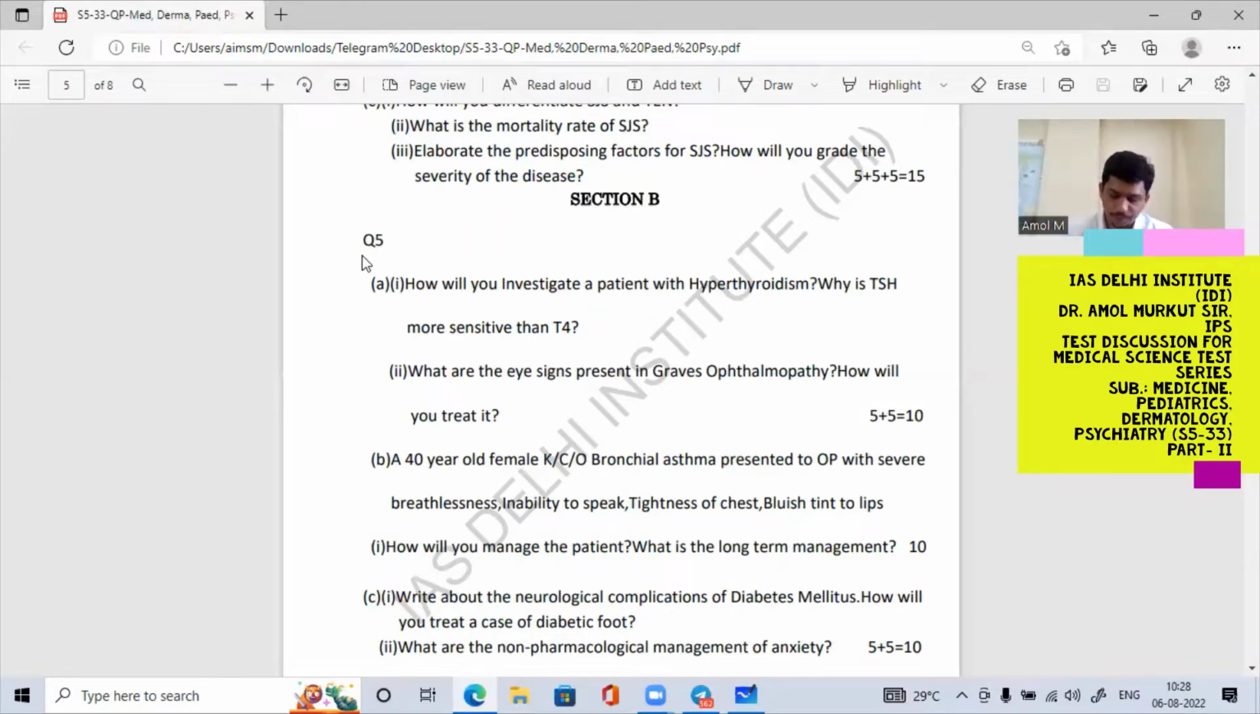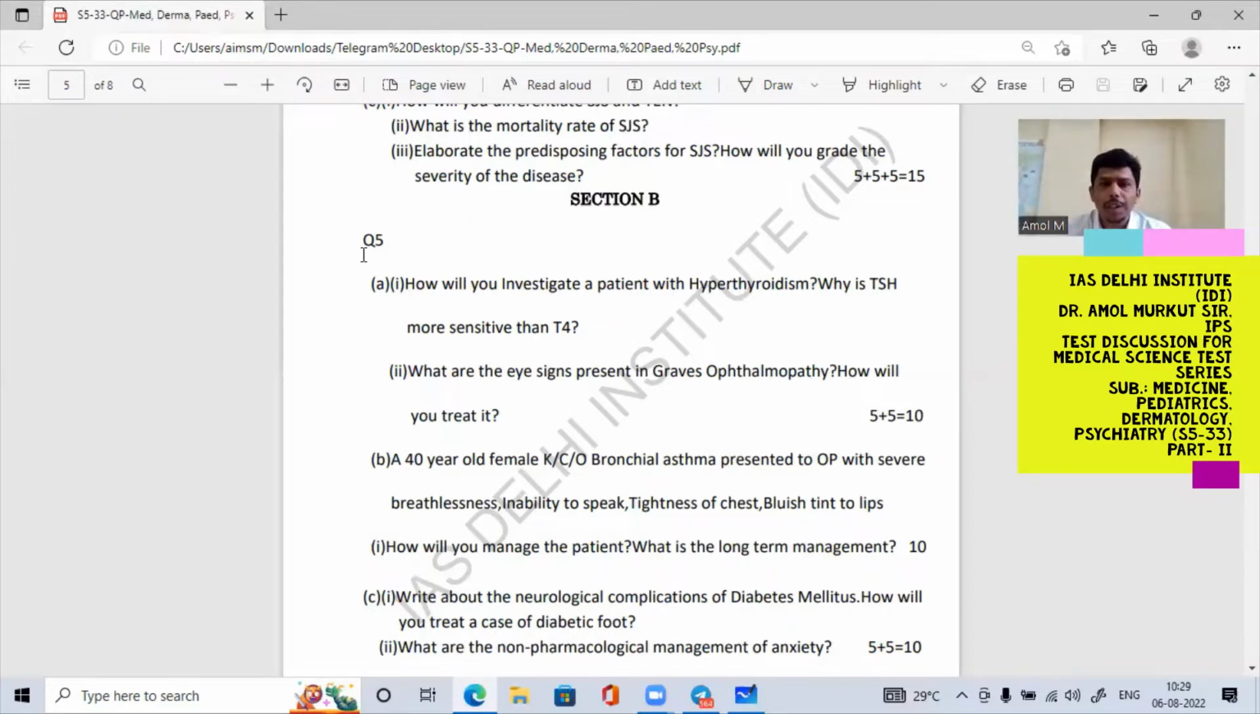Okay. So next question. What are the eye signs present in Graves' ophthalmopathy? How will you treat it? So what are the eye signs? Few people have written about the pathology which is occurring in the eye during Graves' ophthalmopathy. You don't have to write that. You have to write the signs which you will see, such as exophthalmos, lid lag, then sunset sign. These are the various signs. We know it from surgery also and medicine also.